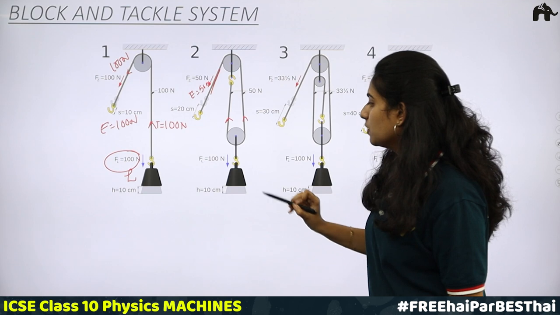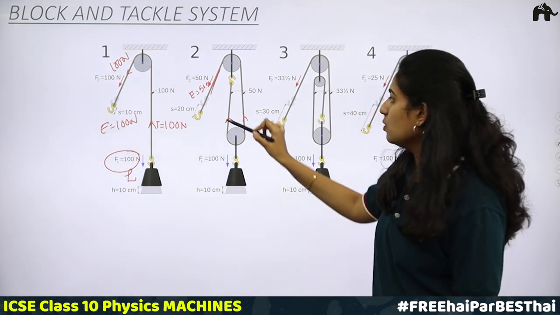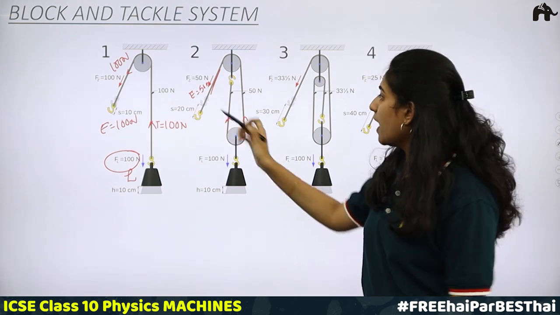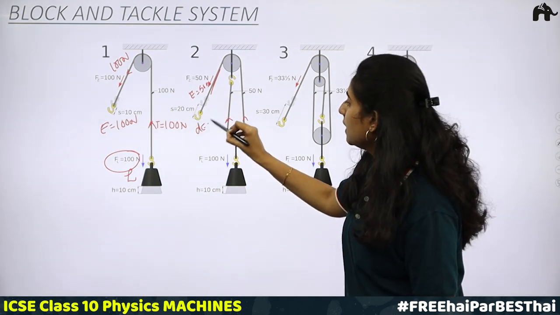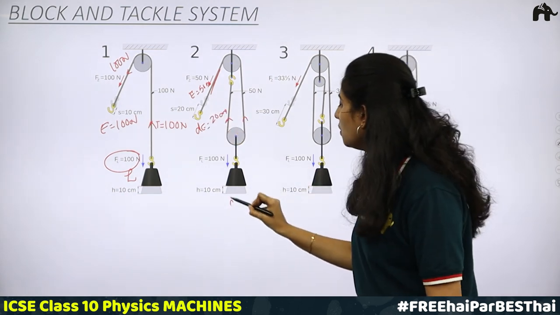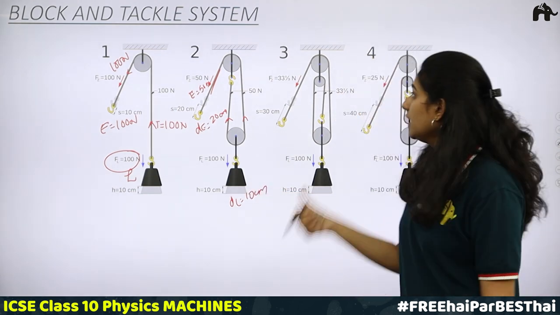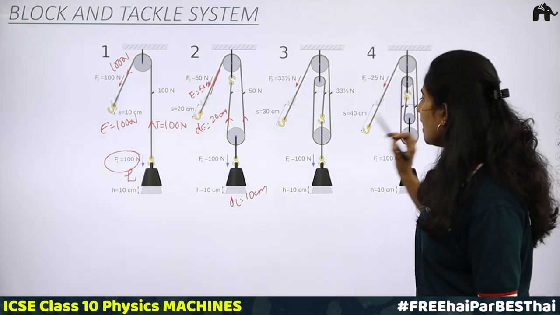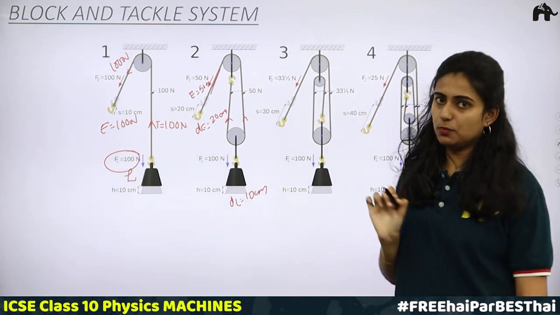Okay. Distance moved. Here, in order to raise the load by 10 centimeter, you will have to pull the rope by 20 centimeter. The distance moved by effort will be 20 centimeter, to move the load by 10 centimeter. Okay. Now the third case, here what and all we have? We have two fixed pulleys and one movable pulley.